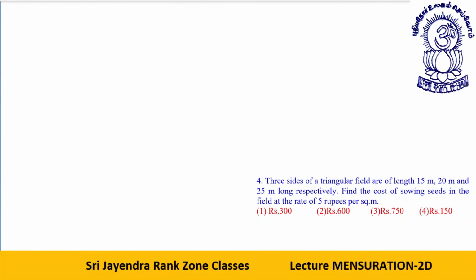Three sides of a triangular field are 15, 20, 25 respectively. Find the cost of sowing seeds in the field at the rate of 5 per square meter. See, dear friends, we know that the area of a 3, 4, 5 triangle is 6x square. Here, the sides are 3 into 5, 4 into 5, 5 into 5. So x is equal to 5. That's all.